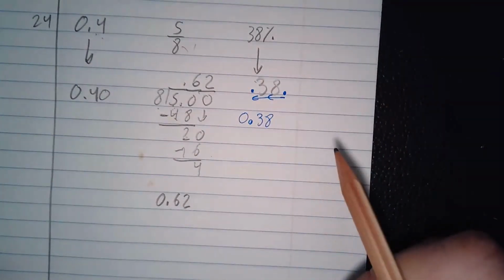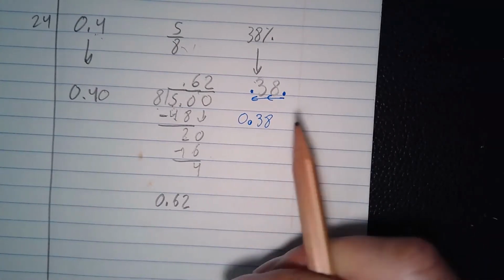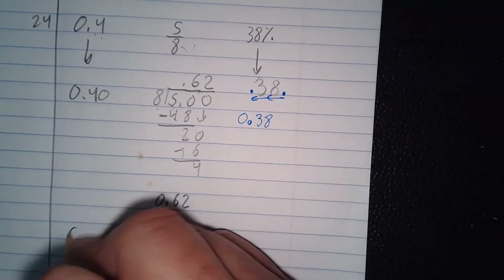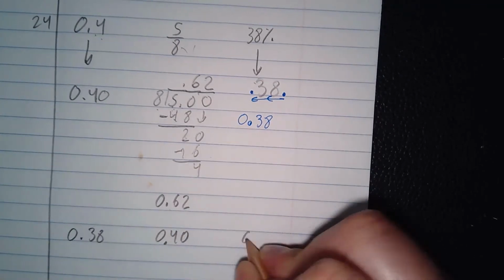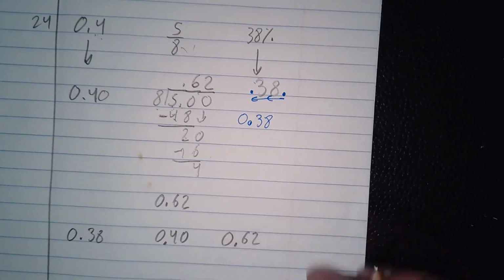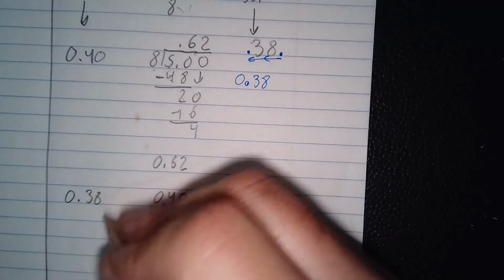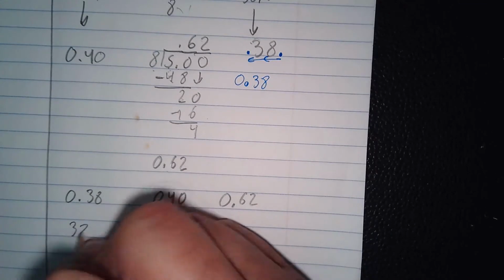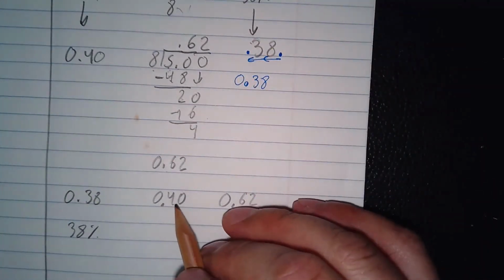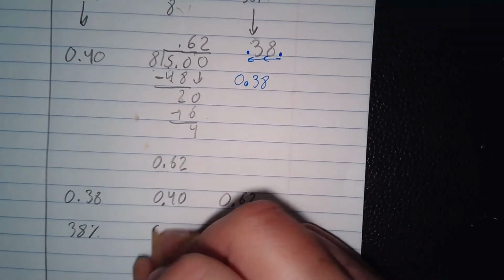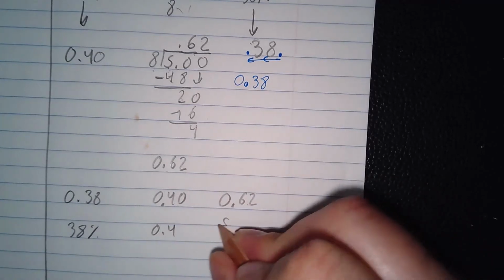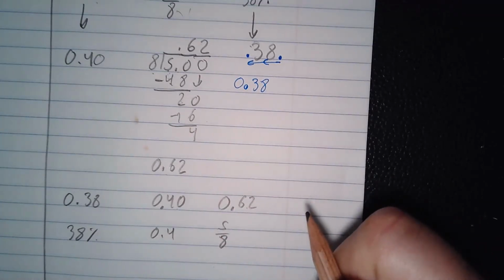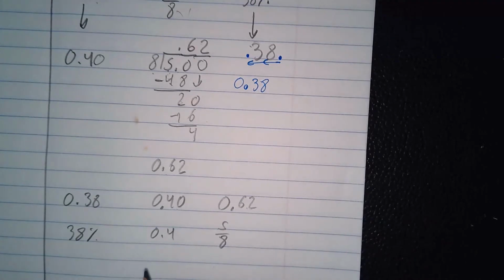There we go. Now we should be able to see what's smaller, what's greater, and all that. Okay. 38 hundredths is less than 40 hundredths, which is less than 62 hundredths. Okay, but again, that's not the answer. You have to write the original fractions. Write 38%, or the original numbers, I should say, excuse me. 40 hundredths is 4/10, and 62 hundredths is 5/8. And there's your answer from least to greatest.